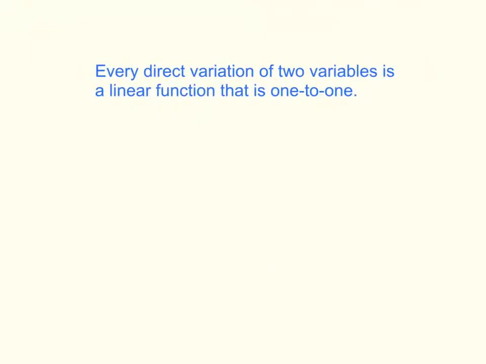Tying the two ideas together is our last point. Every direct variation of two variables is a linear function that is one-to-one.